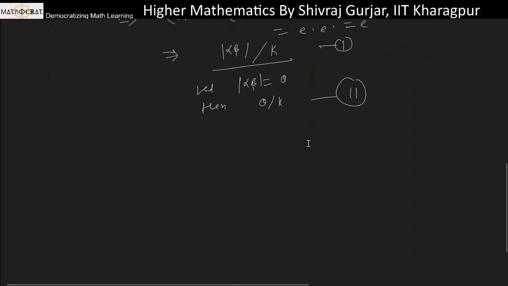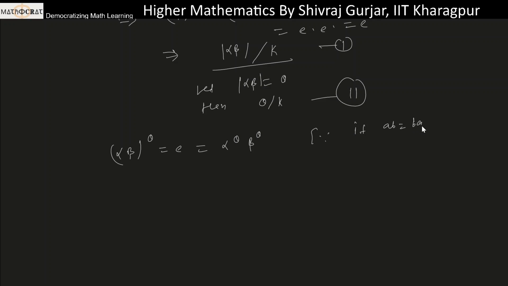So for that, see, theta is the order of alpha beta, which means alpha beta power theta will be e. But alpha and beta commute with each other, so this will be alpha power theta and beta power theta, because if ab equals ba, then ab power m is nothing but a power m, b power m. This is the property of commutativity. This is an important concept and we should remember it. I have discussed it in the earlier lecture of group theory. Further, this is nothing but e, because theta is the order of alpha beta, so by definition of the order of an element, this is e.